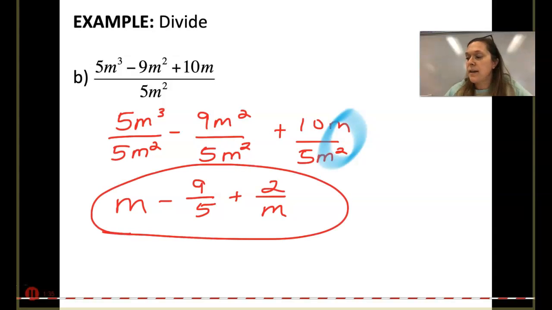So m minus 9/5 plus 2 all over m. And you can just leave it like that. Don't move that m up in the last fraction right here to make it a -1. Just leave it in the denominator.